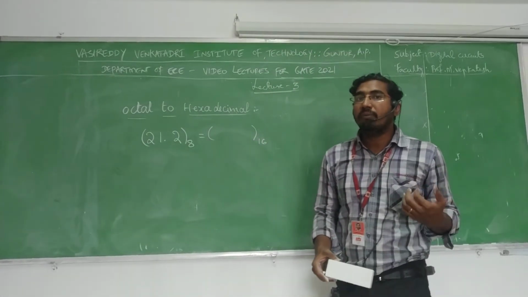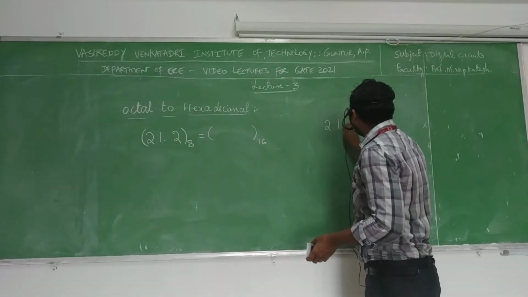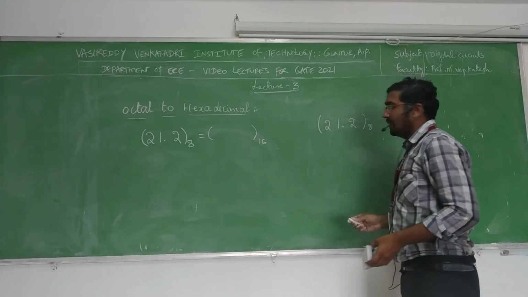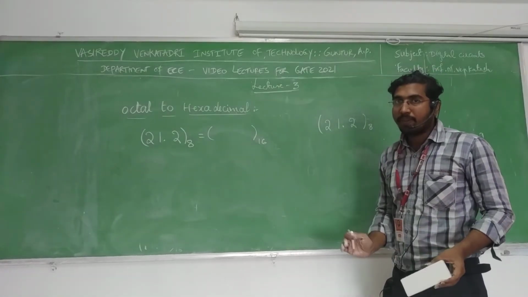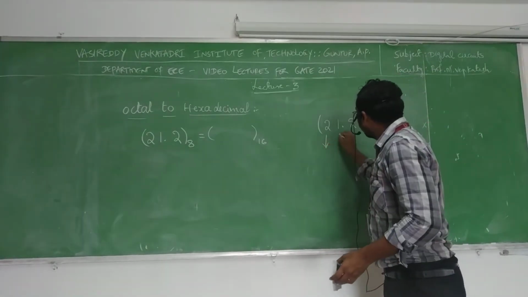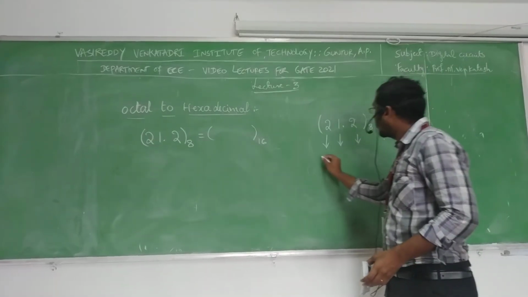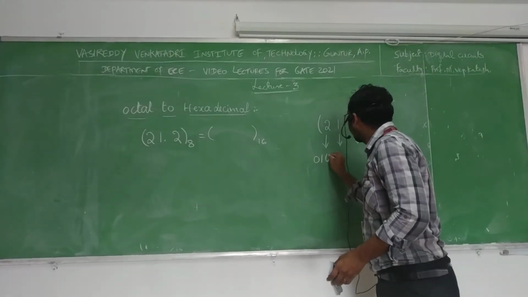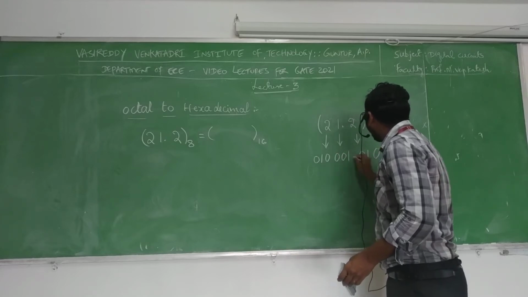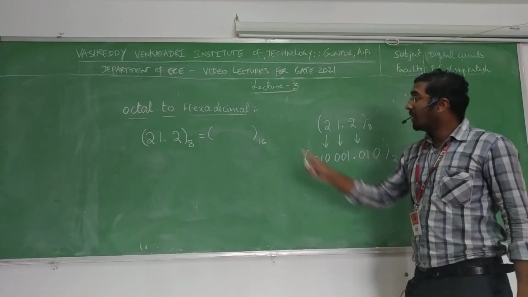Let us understand why it is simple. Suppose I am doing 21.2, which is an octal. First I am converting to binary. The conversion to binary I just explained. Each digit must be how many bits? 8 is 2 cube, therefore 3 bits. 010 001 . 010, and that is the binary. Now you want hexa.